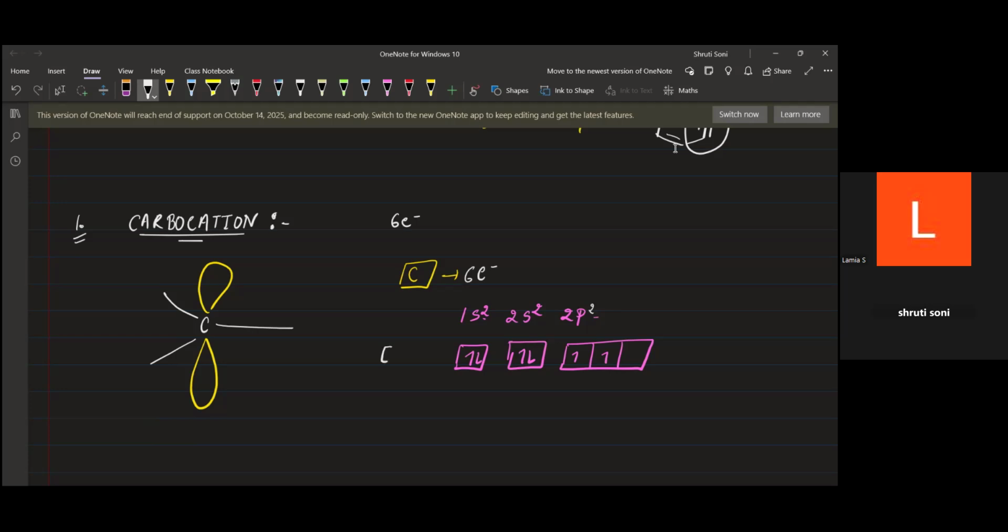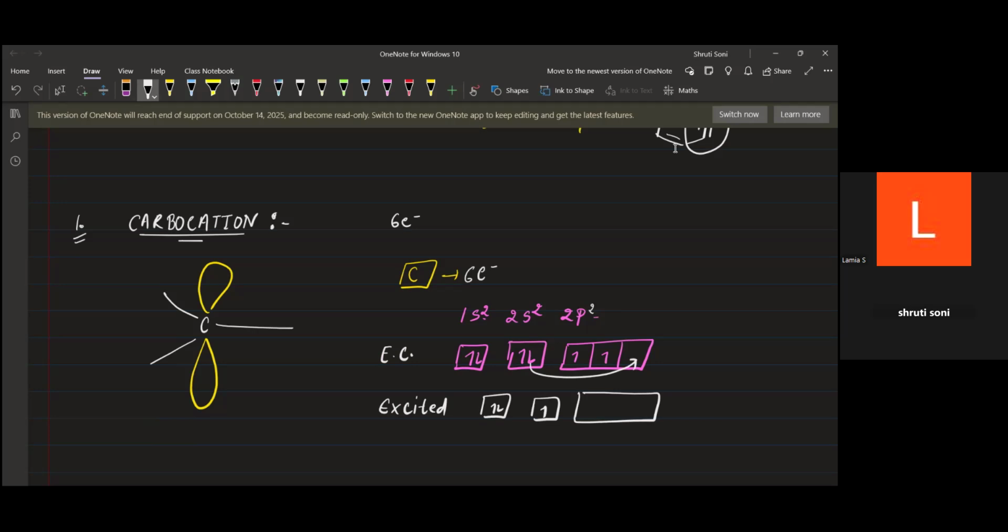Electronic configuration. Okay, and whenever this configuration is converting into the excited state, it will look like this. One electron jumps from the s orbital and moves to the p orbital.